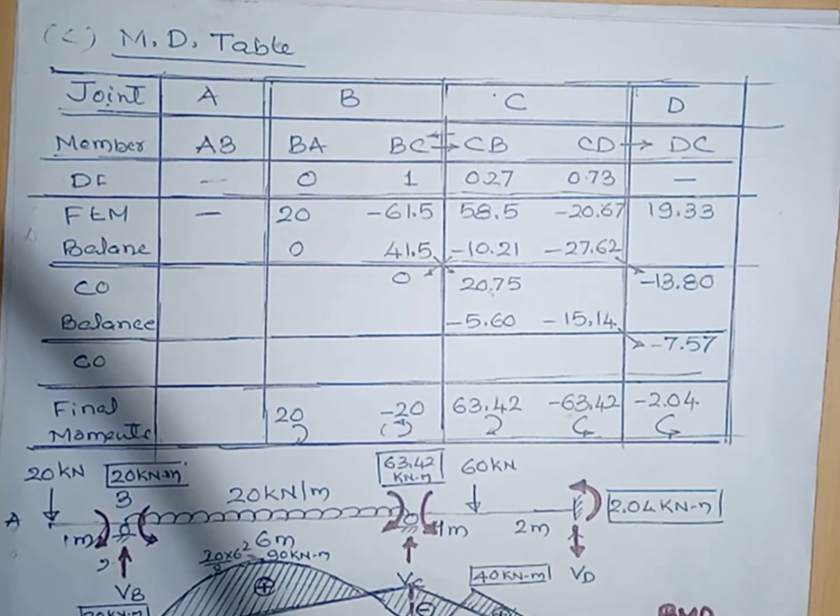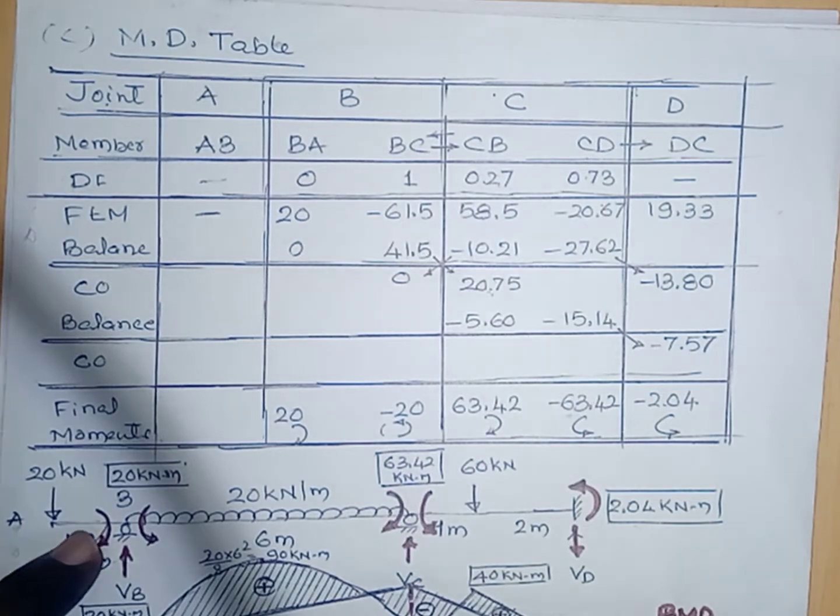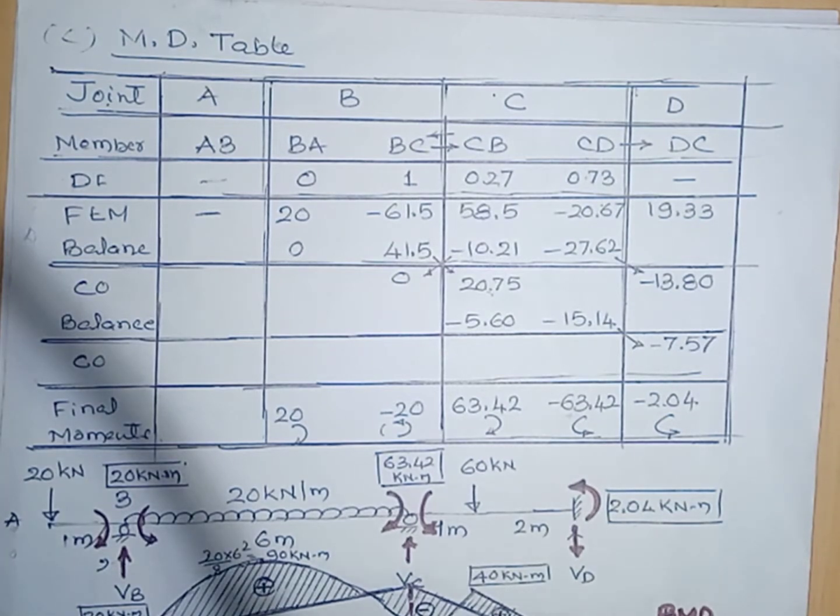Now to draw the bending moment diagram, this one is the reference line or bottom line, this one is A, this one is D. By observing this bending moment, this one is hogging with respect to the bottom line. We have shown it above the reference line. This one is 20 kilonewton meter, above the reference line.